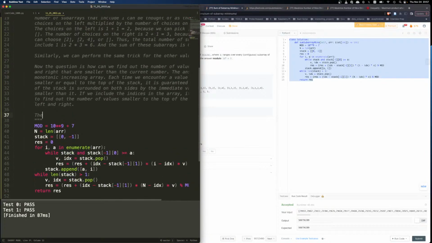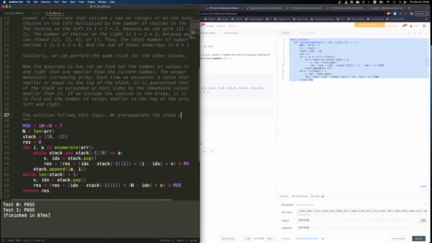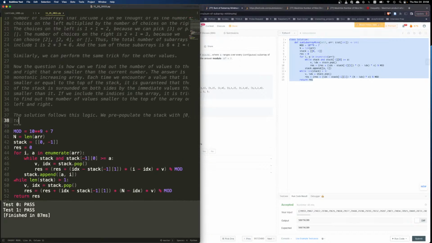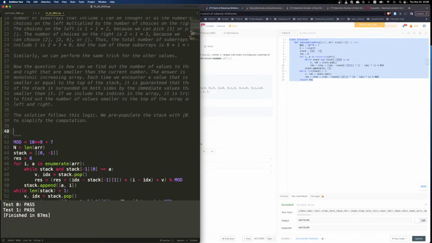Okay, so the solution follows this logic. And we pre-populate the stack with 0 minus 1 to simplify the computation. So it's O(N), because everything is hit only once.